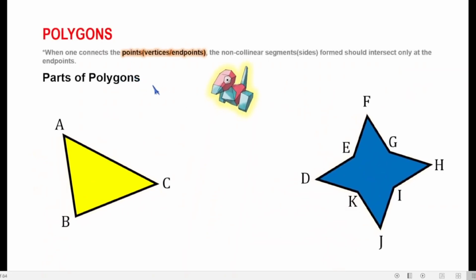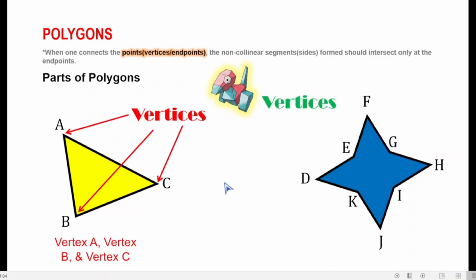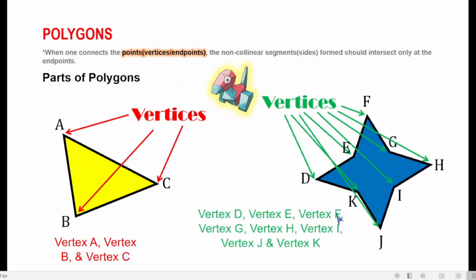So what are the parts of polygons? Again, we have vertices. Vertices are the endpoints where the sides meet. So we can name them vertex A, so we have to use the word vertex, B, C, and right here we have D, E, F, G, H, I, J, K as the vertices. So the plural is vertices, singular is vertex.